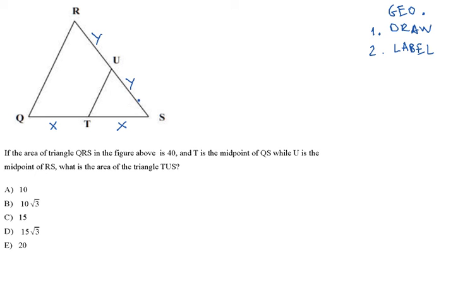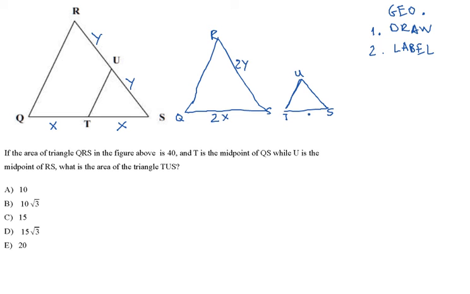To make things a little clearer, I will draw this triangle as two distinct triangles. So here we have the big triangle, and here we have the small triangle. This is QRS. This is TUS. QS, as you see, is equal to 2x. RS, as you see, is equal to 2y, whereas TS is just equal to x and US is just equal to y.